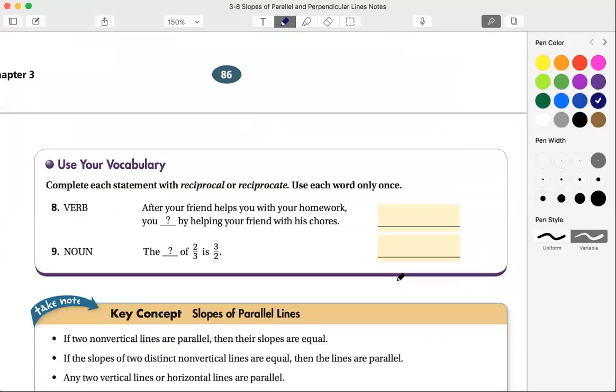All right, let's use our vocabulary. Okay, so we're going to write reciprocal or reciprocate. After your friend helps you with your homework, you blank by helping your friend with his chores. You reciprocate. The blank of 2/3 is 3/2, the reciprocal.